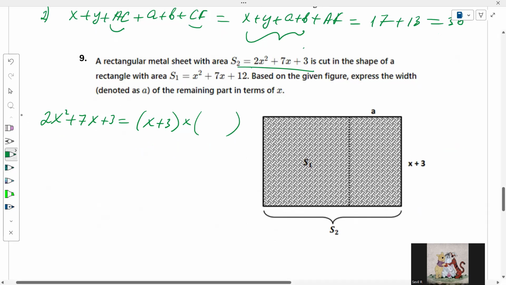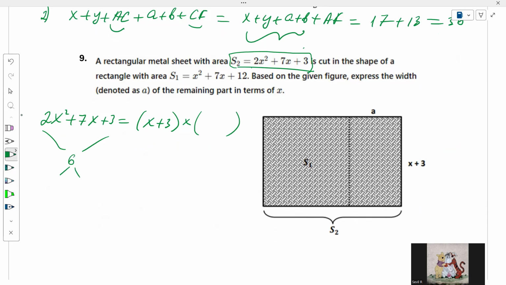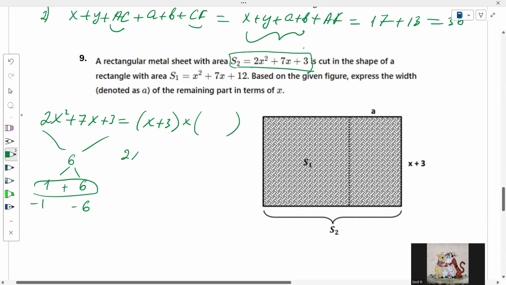Let's figure out the factors of the expression 2x squared plus 7x plus 3. 2 times 3 is 6, and we can break 6 down as 1 and 6, or negative 1 and negative 6. So 1 and 6 does satisfy 7. The sum must be 7. So what we do, 2x squared plus 1x plus 6x plus 3.